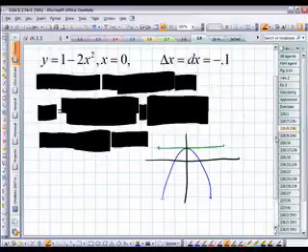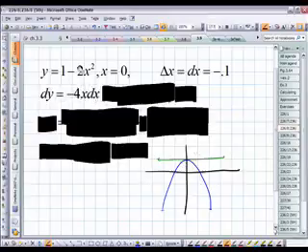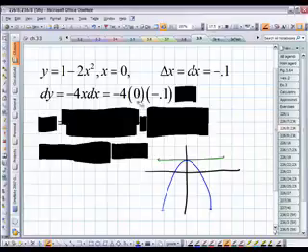Okay, here's another example. We have y is equal to 1 minus 2x squared, x is 0, and our delta x, dx, is negative 0.1. Those are the same, delta x and dx. It's delta y and dy which would be different. Now if you draw it, you see we're at the vertex of a parabola, and so we expect dy to be 0 because the tangent line is flat. And so here's dy is negative 4x dx. You plug in x is 0, plug in dx is negative 0.1, and you get 0.